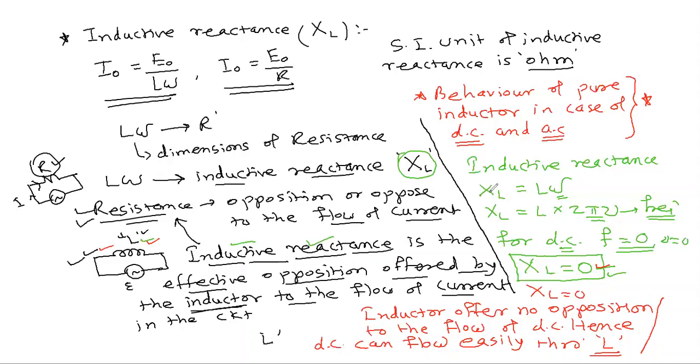See, inductive reactance is given by XL = L omega. I have put the value of omega = 2 pi nu, where nu is the frequency, and for DC there is no frequency, so the value of the frequency is 0. I put that here, so ultimately I got XL, the inductive reactance, equal to 0. Inductive reactance equal to 0 means there is no opposition to the flow of current. Since the value is 0, meaning no opposition, DC can easily flow through the inductor.